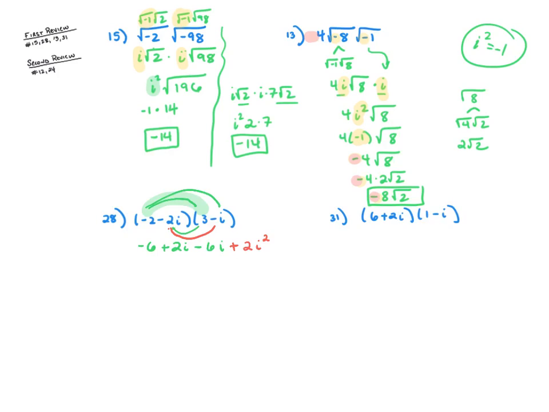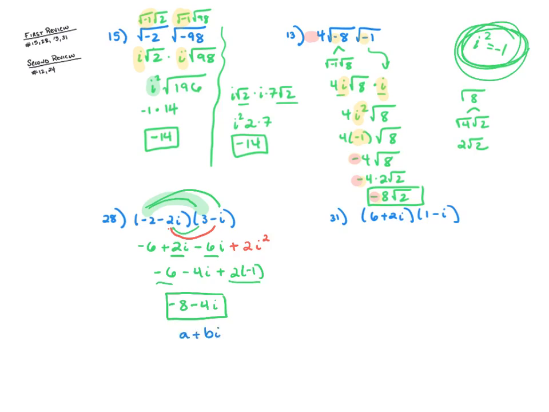Alright, so now I have to simplify. I have like terms here. 2i minus 6i is a negative 4i. And then plus 2i squared. Make sure not to leave i squared anymore, because I know that it's negative 1. So I can combine negative 6 and negative 2 to get negative 8 minus 4i. And make sure your answer is always in the standard form of a plus bi. So it's the real number first, and then plus or minus the imaginary number. That's how you get that complex number.